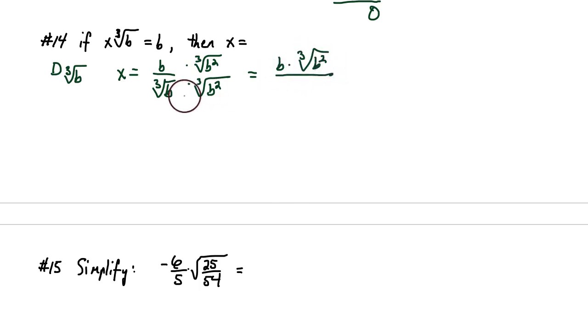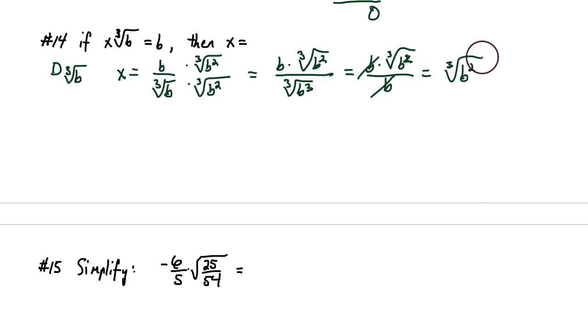And in the bottom, the cube root of b times the cube root of b squared makes the cube root of b cubed. And notice how that just turns out to be a b. So we have b times the cube root of b squared all over b. Now you can reduce the b's. So final result seems to be the cube root of b squared.